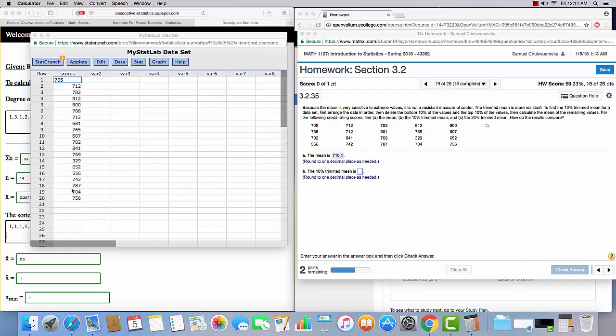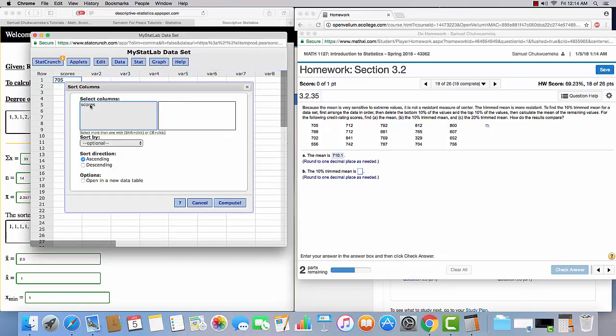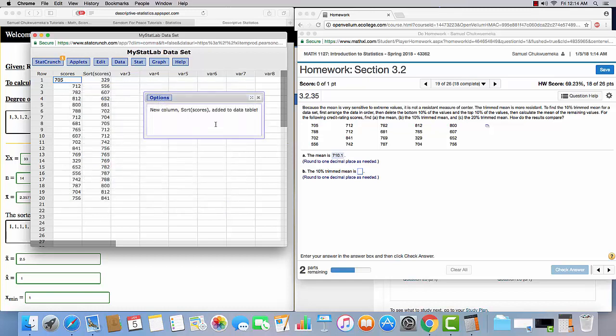So we're going to sort this data. Look at what I'm going to do, folks. In StatCrunch, we will first of all sort this data. Go to Data, click on Data, go to Sort. I select the data, scores, and by default it is in ascending order. And I just click Compute. So it gives me the new column, the sorted data added to the data table.